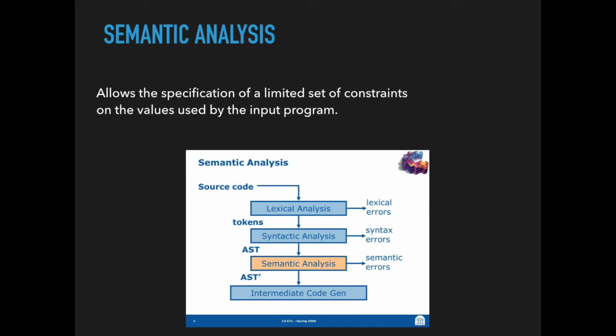Semantic analysis. This allows for the specification of a limited set of constraints on the values used by the input program. An example of this can be an Android app that does not send SMS messages to hard-coded targets. Semantic specifications allow us to directly specify that the first parameter in these calls is not a constant. The analyzer then detects violations using constant propagation techniques.